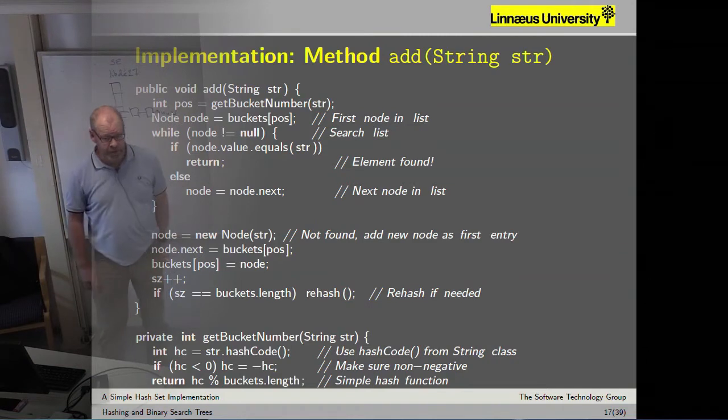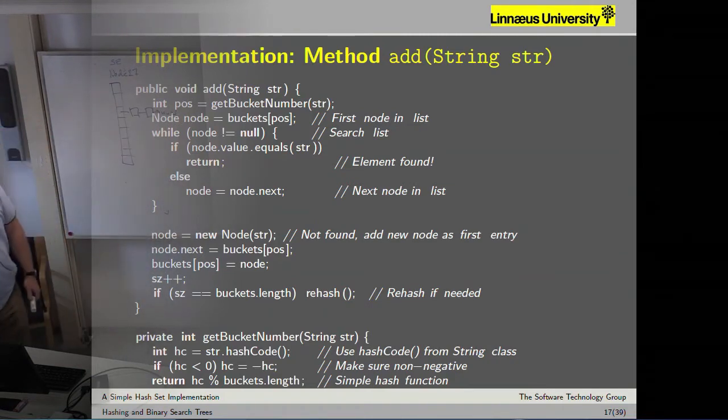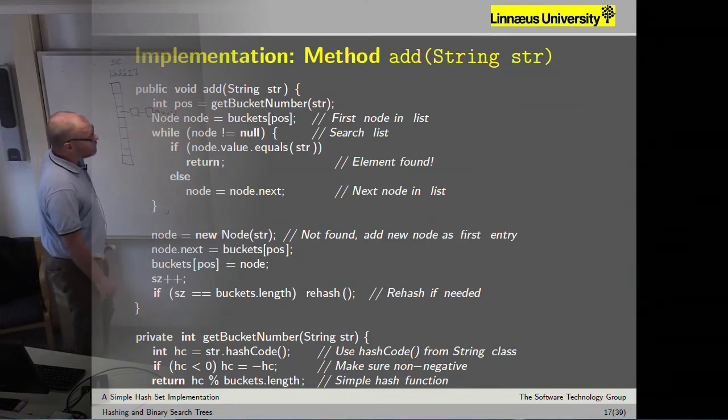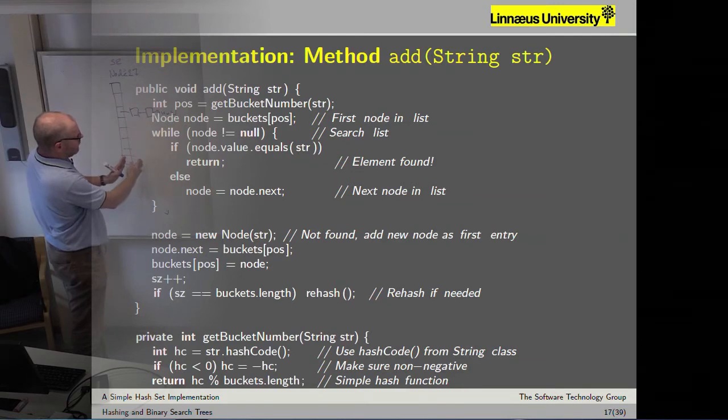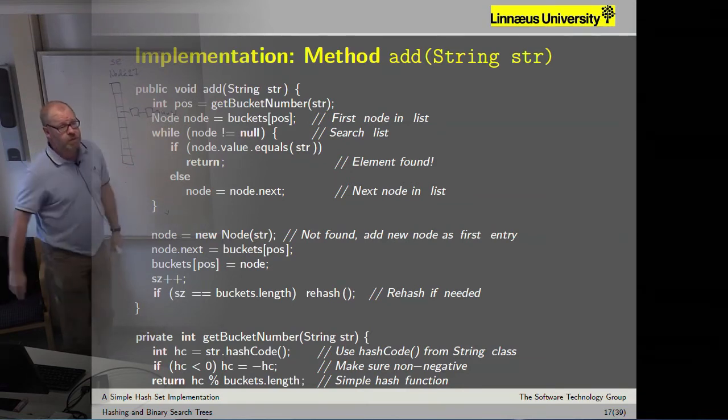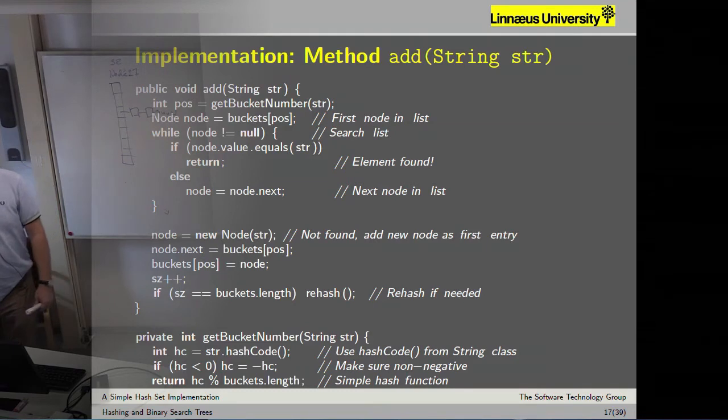A very simple implementation of a hash set. Get the bucket number. Here I'm reusing this one to get in which bucket to insert it, and then pick out the linked list associated with this position, and then traverse the linked list and add it to the end if it's not already there. Assuming that the average length of the linked list is 1, this is done in no time. We have a fixed set of computations to decide whether it's in the set or not.